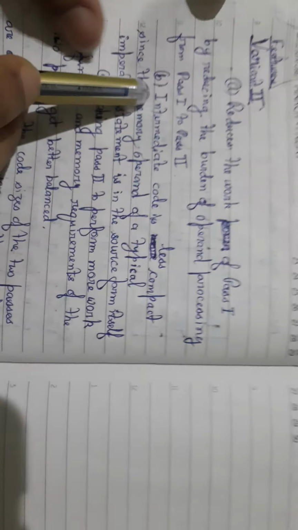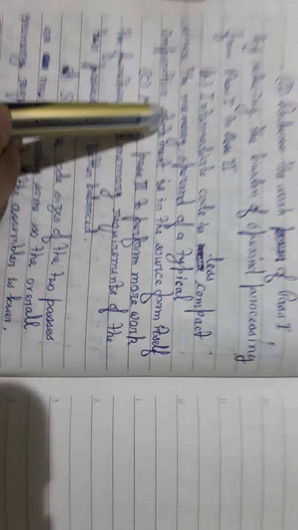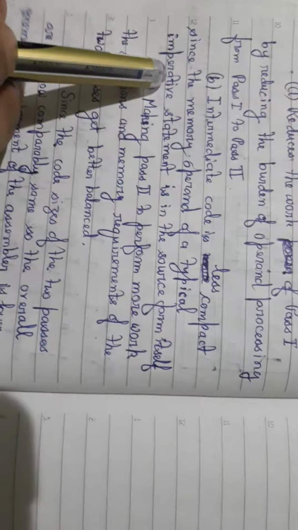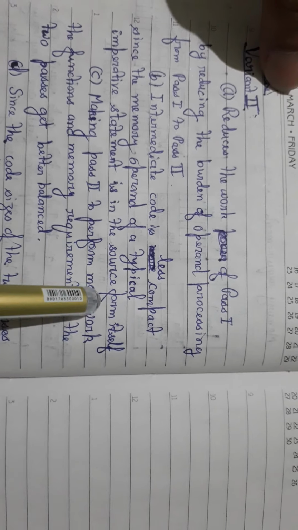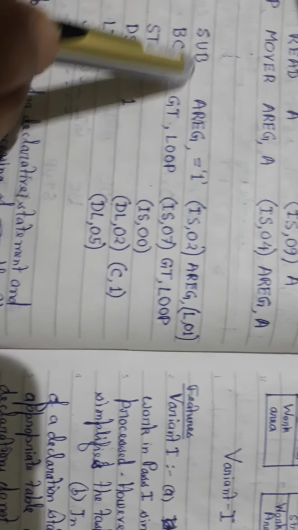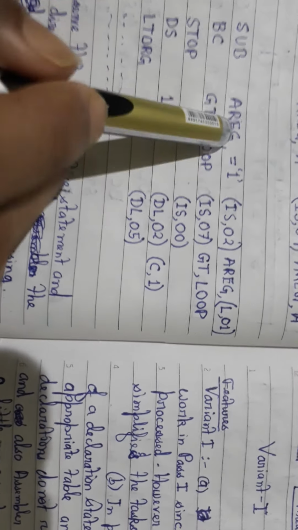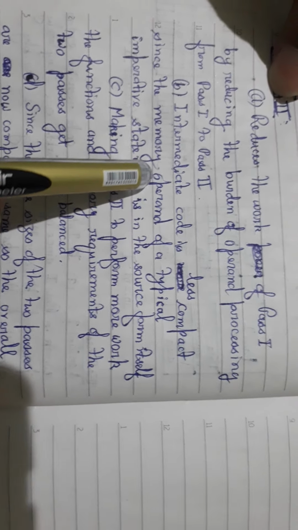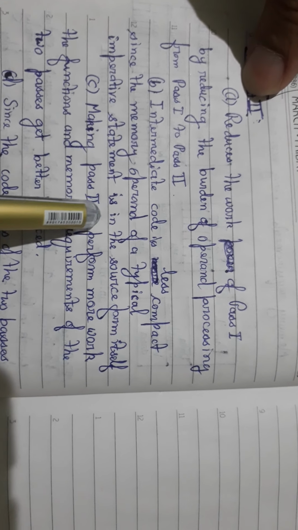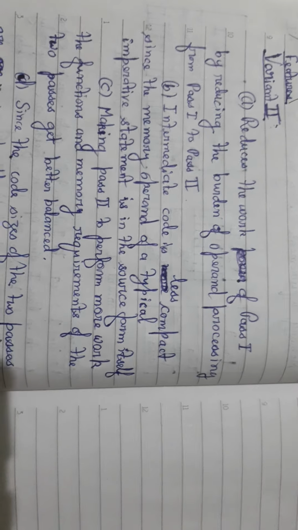The second feature is that the intermediate code is less compact, since the memory operand of a typical imperative statement is in the source form itself. Here you can see imperative statements like this in the source form itself, so some operands are kept as they are. That is why the intermediate code is less compact: the memory operand of a typical imperative statement is in the source form itself and is not much processed here.